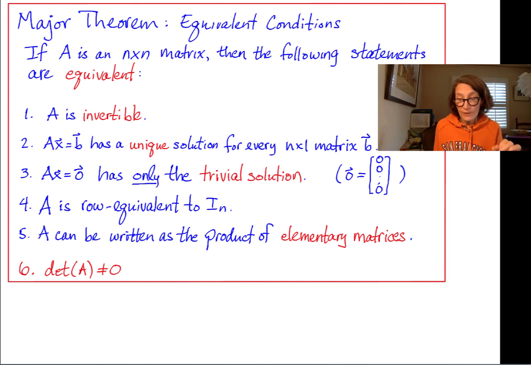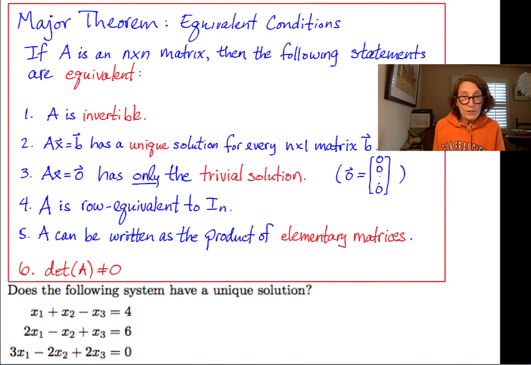Let's look at a specific system and see how that works. So here we're given a system. It's a 3 by 3. x1 plus x2 minus x3 equals 4. 2x1 minus x2 plus x3 equals 6. 3x1 minus 2x2 plus 2x3 equals 0. This is a non-homogeneous system. So the question is, does it have a unique solution? It's a yes or no question.